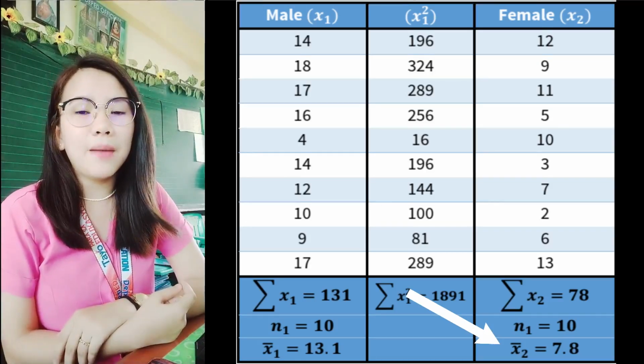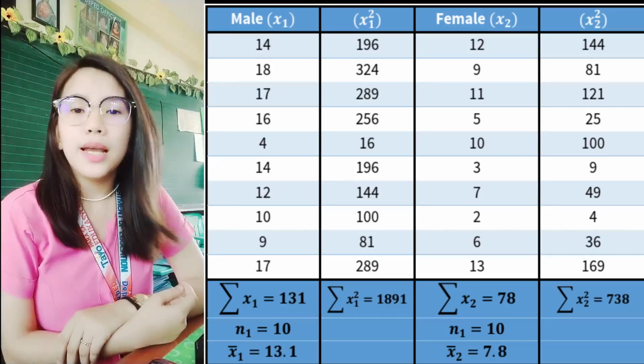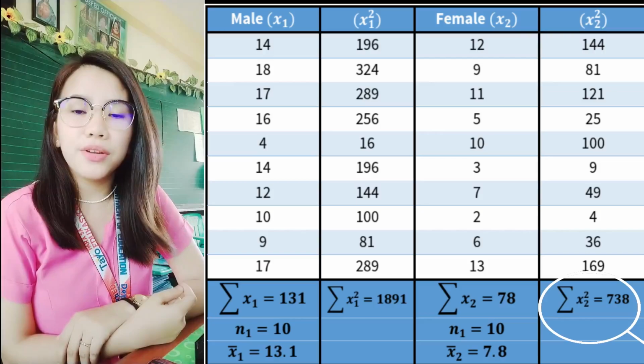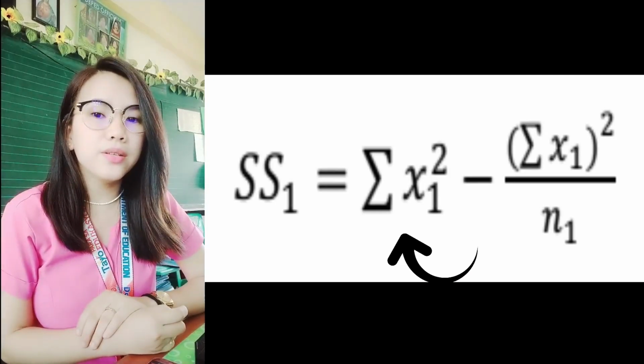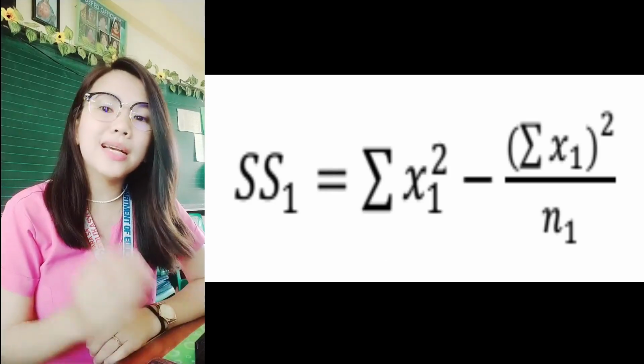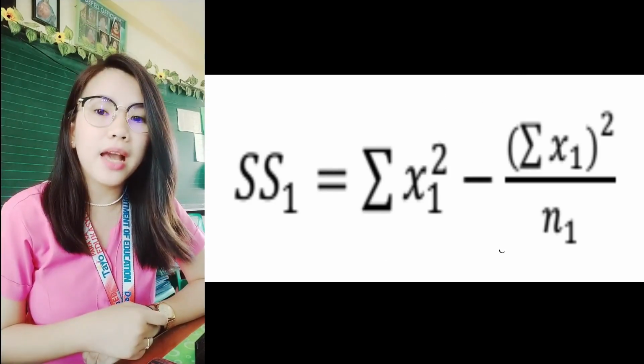Para sa ating ika-4 na column, we need to find the square of the scores. And once again, itotal natin lahat yan. And we got 738. We will now proceed with our first computation kung saan isa-solve natin yung sum of squares ng ating group 1. The formula that we are going to use is, una, the summation of the squares, so yung nasa ikalawang column, minus yung square ng sum natin dun sa ating first column divided by our n.